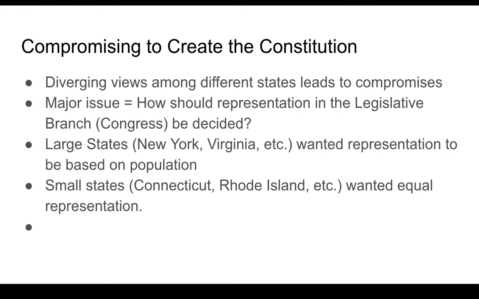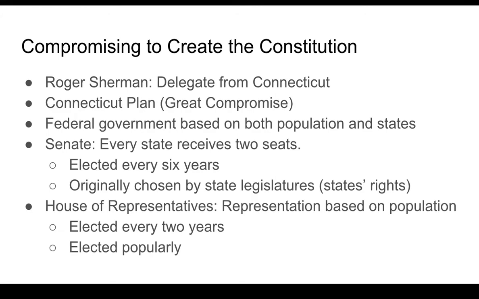So this was the major debate that took a good chunk of time to sort out. Eventually, the compromise was put forth by a delegate from Connecticut, a man named Roger Sherman. That's actually why, if you ever look at the license plates for Connecticut, it says the Constitution State, because they're one of the main reasons that the Constitution was advanced. He puts forth the Connecticut Plan, which is also known as the Great Compromise. And this decided that there'd be two houses in the legislative branch.